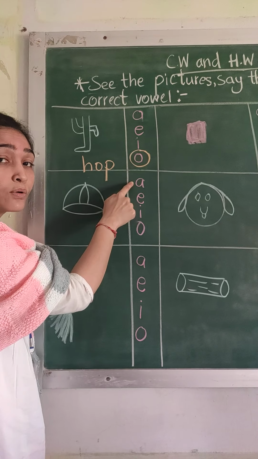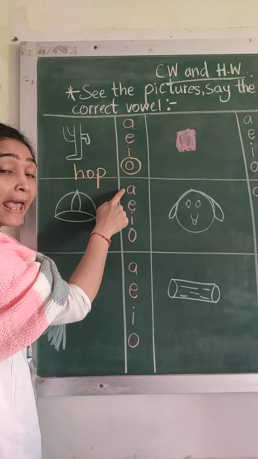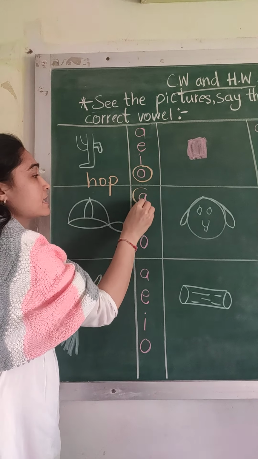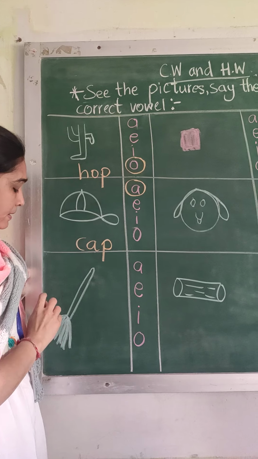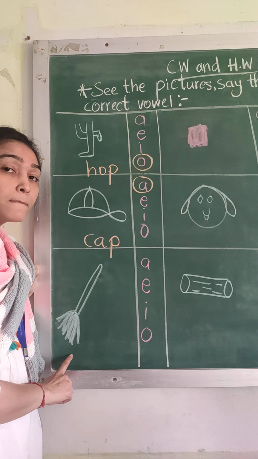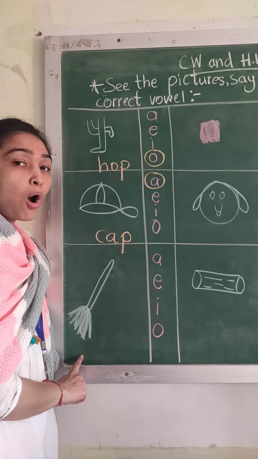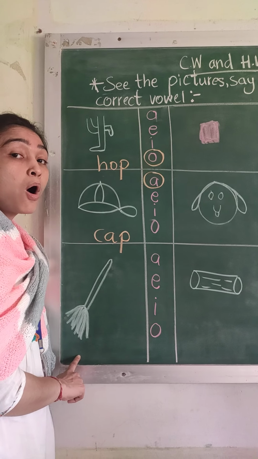Which letter has the sound of a? A. Yes, it is letter A. C-a-p, cap. Next is the picture of a mop. Mop. What do you hear when I say mop?